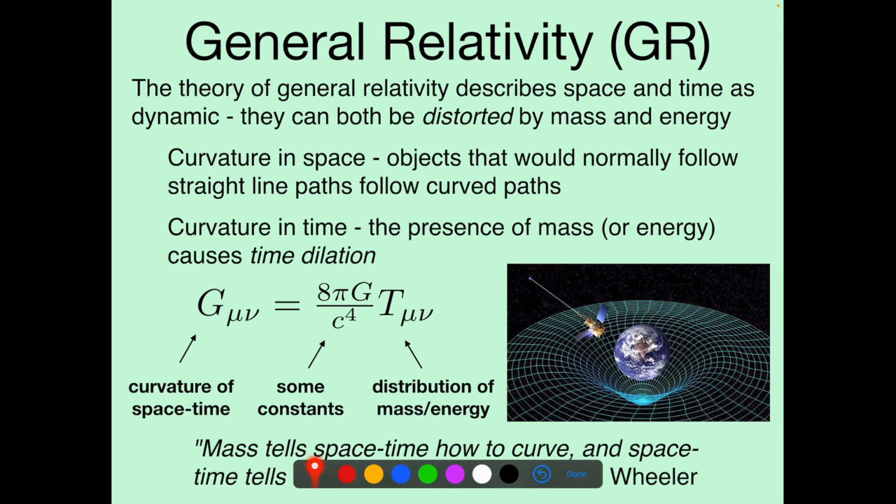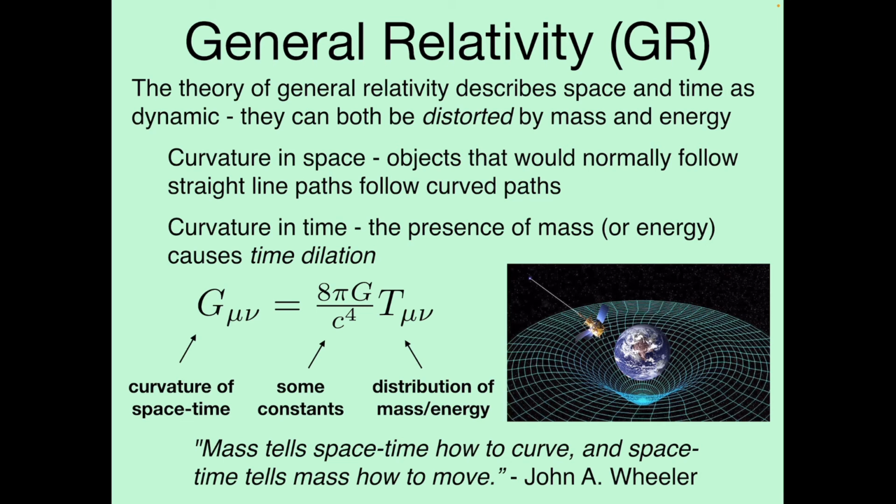And what that means is objects that would normally just travel in a straight line are now going to follow curved paths. So that's how we think about, let's say, a satellite orbiting the Earth. The Earth creates a curvature in the space around it, and now the satellite has to move in that curved space. So again, rather than just moving in a straight line, it's moving along this curve, which looks to us like a circular orbit. There's also curvature in time.